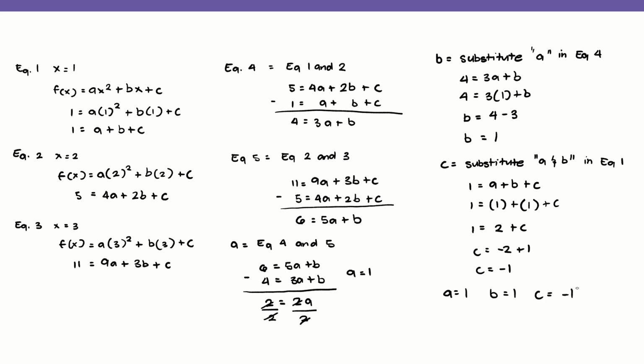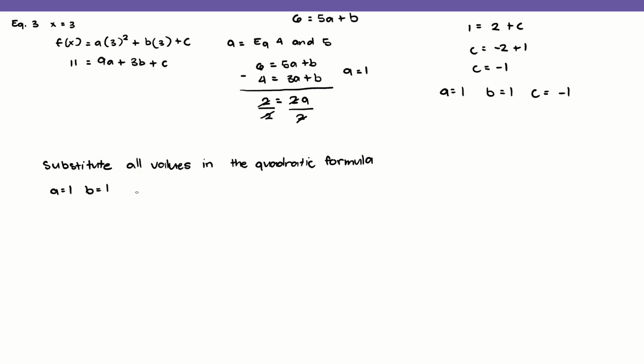As soon as we find all the values of a, b, and c, substitute them into the quadratic formula to find the nth-term formula. f(x) equals ax squared plus bx plus c. f(x) equals 1x squared plus 1x plus negative 1. f(x) equals x squared plus x minus 1. This is the right formula for this sequence.